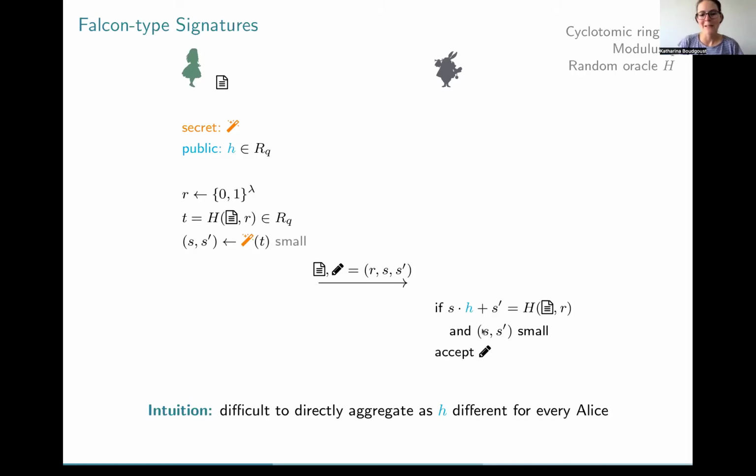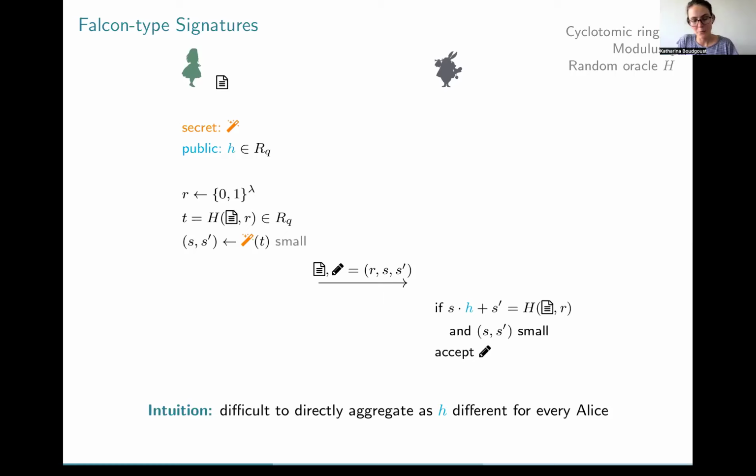And the lattice magic makes that S times the public key plus S prime equals the target. So the verifier will just verify that this equation is true and that S and S prime are small. And for the correctness, you just have to believe me that lattice magic does the trick.